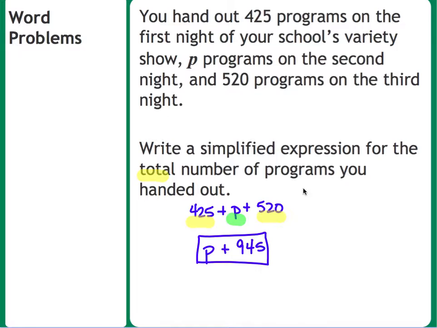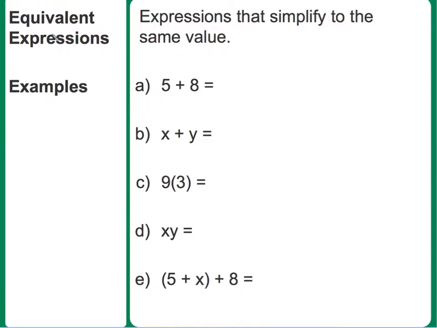All right, now there's some rules that allow us to do these types of things to simplify. And when we do these simplifications, we're actually creating what's called an equivalent expression. So equivalent expressions are expressions that simplify to the same value, therefore called equivalent. Equivalent means the same. So an equivalent expression to 5 plus 8 is 8 plus 5, because they are both equivalent to 13 when you simplify it. So x plus y is equivalent to y plus x.